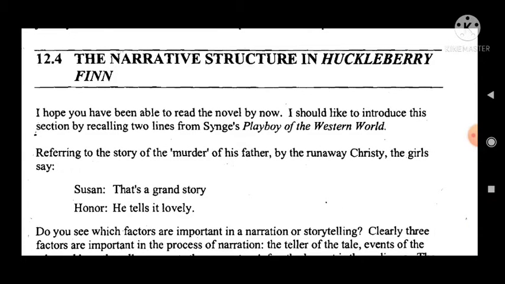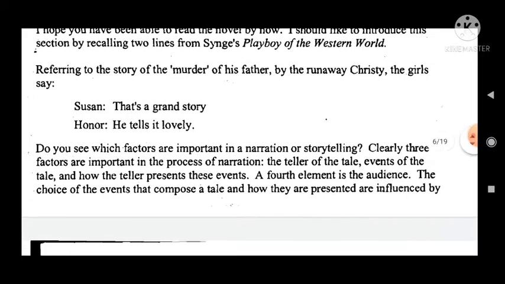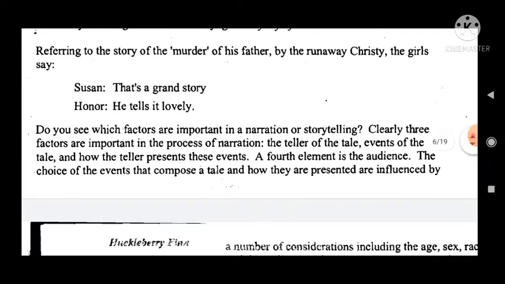I hope you have been able to read the novel by now. I should like to introduce this section by recalling two lines from Synge's Playboy of the Western World, a British drama you have read in your first year. Referring to the story of the murder of his father by the runaway Christy, the girl says, "That's a grand story. Honor, he tells it lovely."